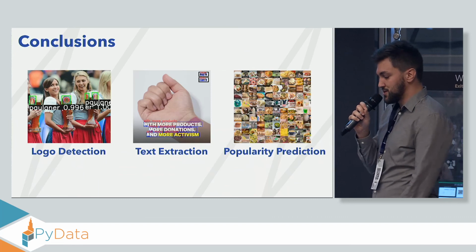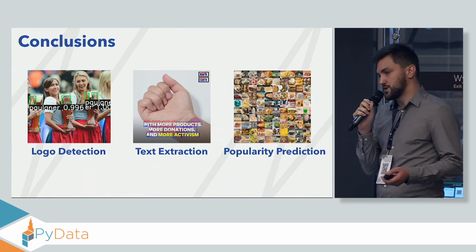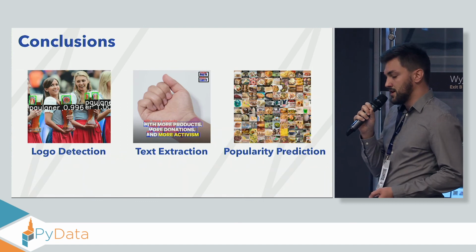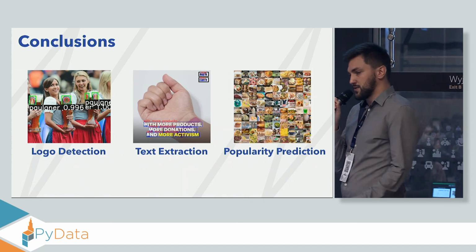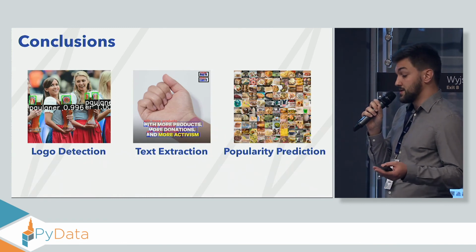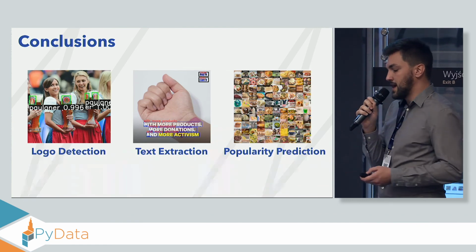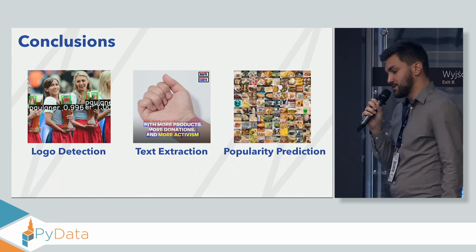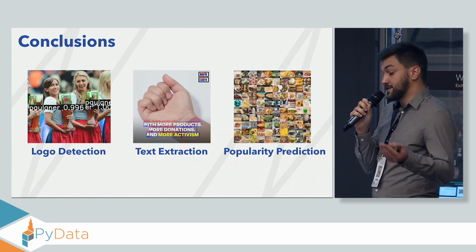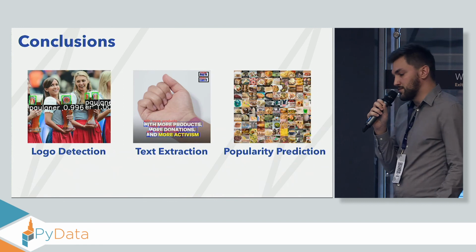Okay, so in conclusions, I talked about logo detection, for which we can use fully convolutional neural networks and a cascade of networks to make it faster. I talked about text extraction, where I showed how we can use detection and recognition to extract text from videos, and popularity prediction, which shows a way to train a classifier that is able to predict whether the video is popular or not, and visualize how it made its decision.